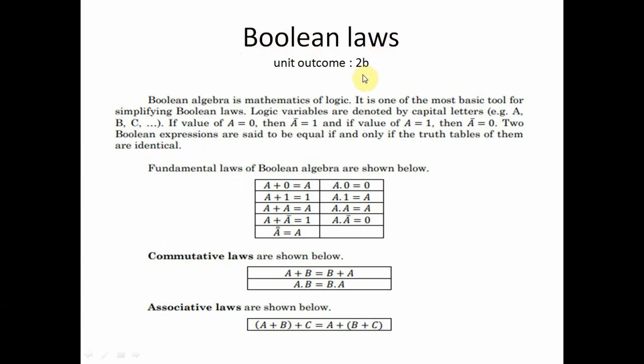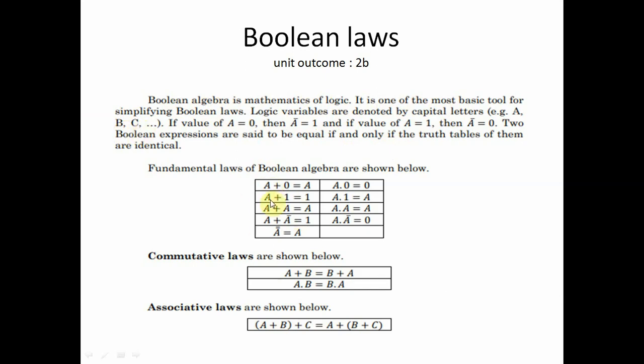Boolean laws are basically used to solve equations. Boolean algebra is a mathematics of logic. It is one of the most basic tools for simplifying Boolean expressions. Logic variables are denoted by capital letters. In digital technique, logic variables such as A, B, C, etc. are denoted as capital letters.